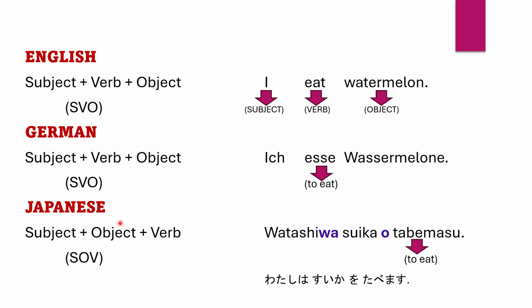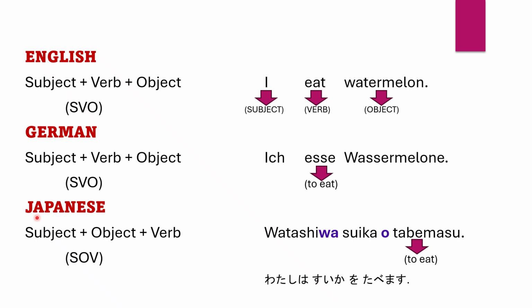But in the Japanese language, the subject remains at the first place, like in German and English, but the only change is that where the verb comes in English and German, there comes the object in Japanese, and where the object comes in English and German, the verb comes there in the Japanese language.